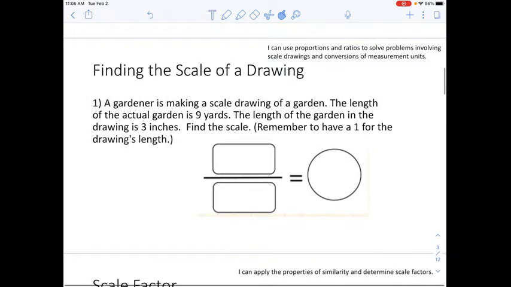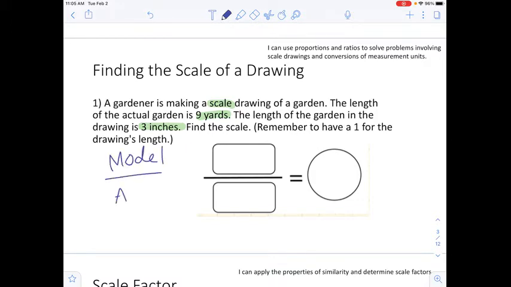So the first problem says a gardener is making a scale drawing of a garden. Okay, we know it's to scale. The length of the actual garden is 9 yards. The length of the garden in the drawing is 3 inches. Find the scale. So again, we're going to set this up doing model over actual.